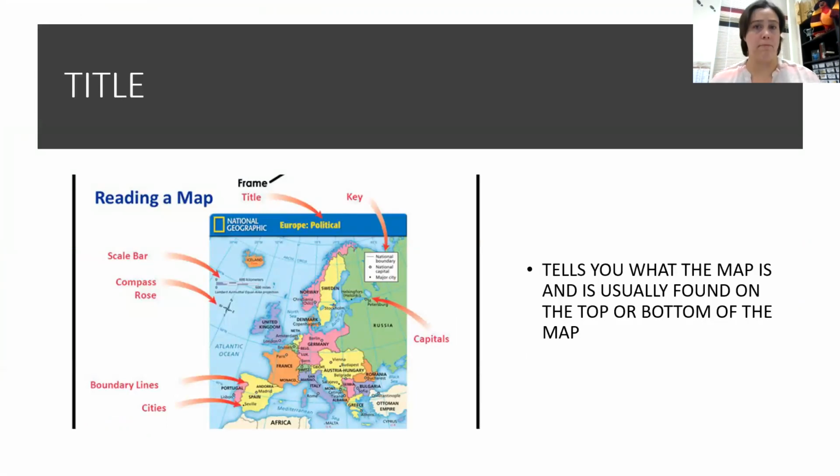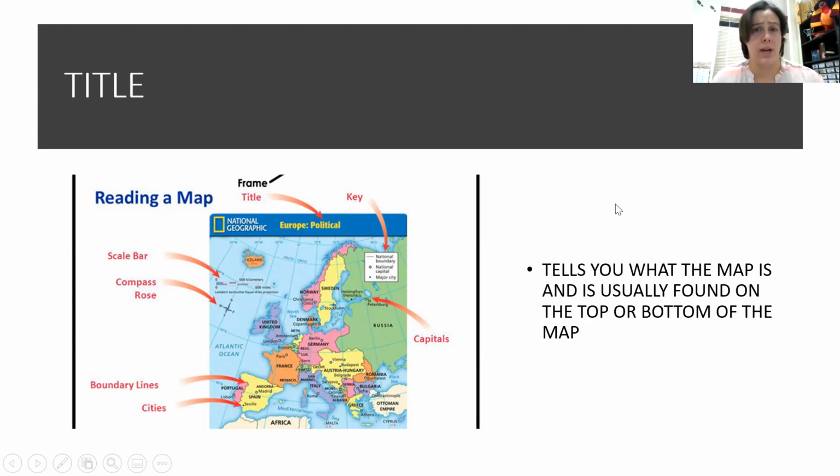There are four main components to a map. So we're going to talk about each and every one of them. The first one is the title. Every map has a title. Basically what the title tells you is what the map is, and it is usually found on the top or bottom of a map. With the image that you have in front of you, it is a map of Europe. So the title is right here, as it says, the title. The title is Europe, because this particular map is only talking about Europe.